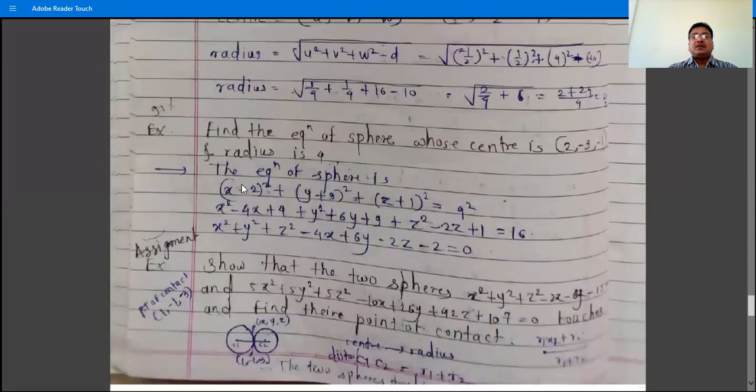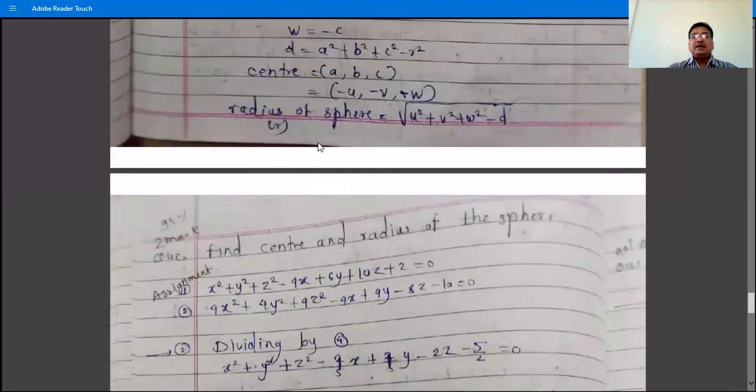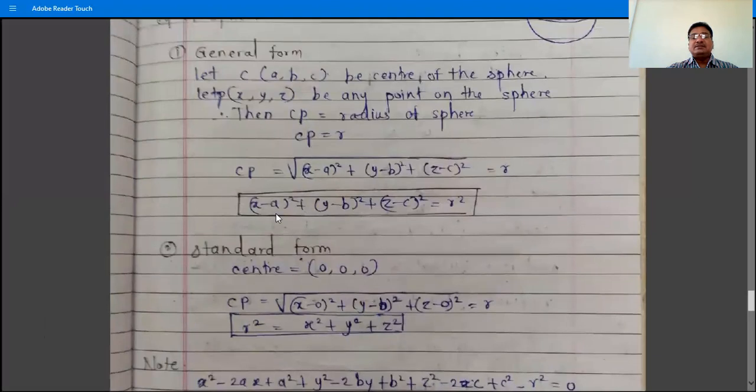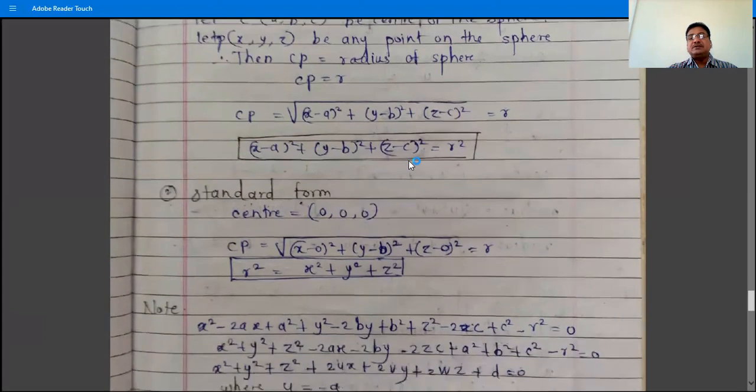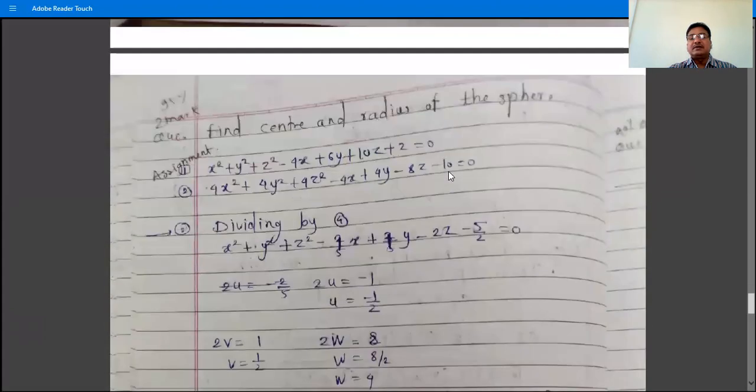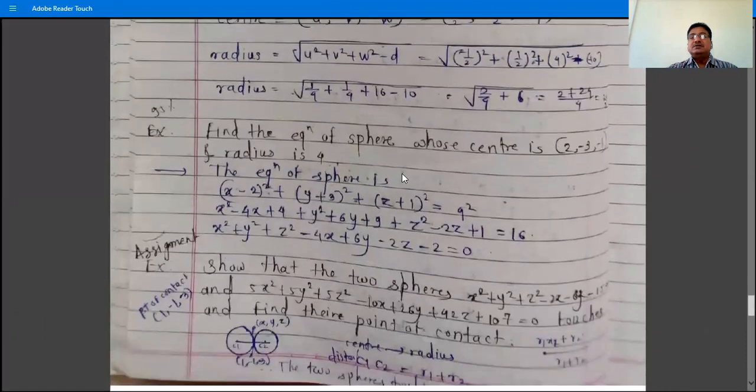The next question is: find the equation of the sphere whose center is 2, minus 3, minus 1 and radius is 4. If the center is a, b, c and radius is r, then this is the equation of the sphere: x minus a bracket square plus y minus b bracket square plus z minus c bracket square is equal to r square. Therefore, the equation of this sphere having center 2, minus 3, minus 1 and radius 4 is: x minus 2 bracket square plus y minus minus 3, meaning y plus 3, bracket square plus z minus minus 1, meaning plus 1, bracket square is equal to 4 square.